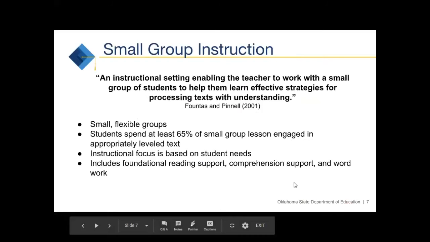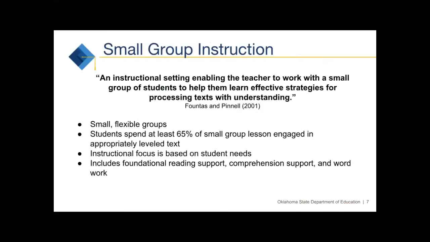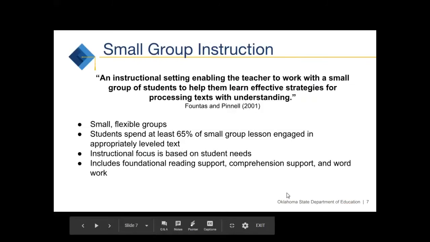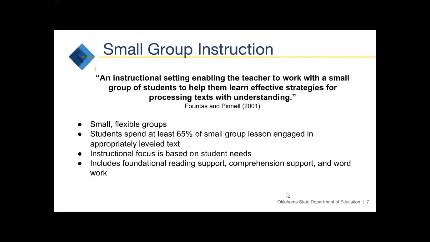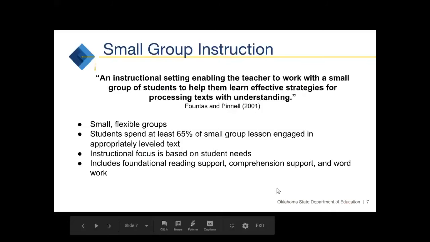Small group instruction is differentiated in order to reinforce and review skills based on student instructional need. Small groups, to be effective, need to be no more than 6 students. Each group is different and based on student instructional need. Students move in and out of groups based on their need and whether or not the group is a skill-based or a strategy-based small group. Also, students need to be spending at least 65% of the small group lesson engaged in an appropriately leveled text.